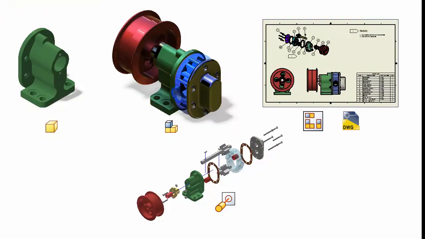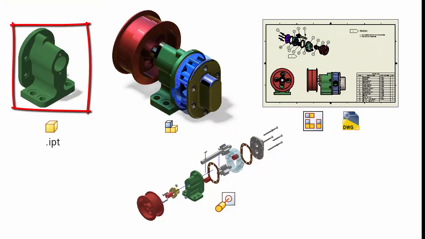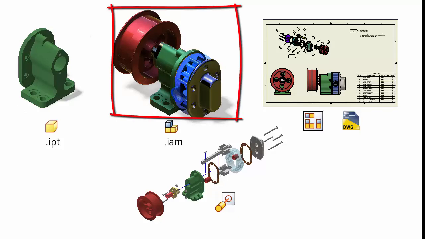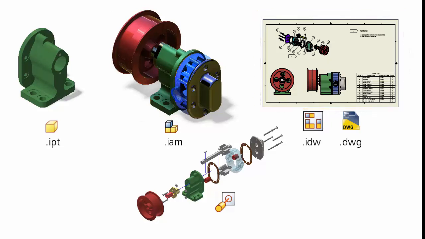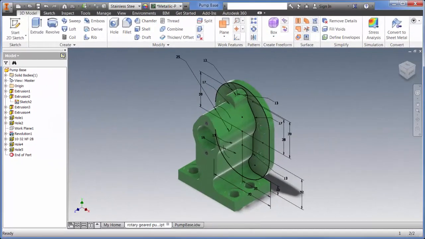Inventor has three primary file types: parts with the .ipt file extension, assemblies with the .iam file extension, and drafting documents with a .idw or a .dwg file extension. A fourth file type, called a presentation file with the .ipn file extension, is used exclusively for creating exploded projections of assemblies. Note, Inventor LT does not have assembly or presentation files.